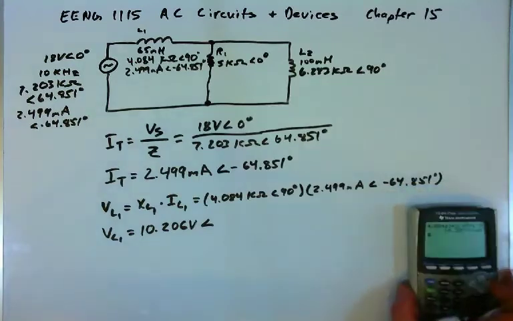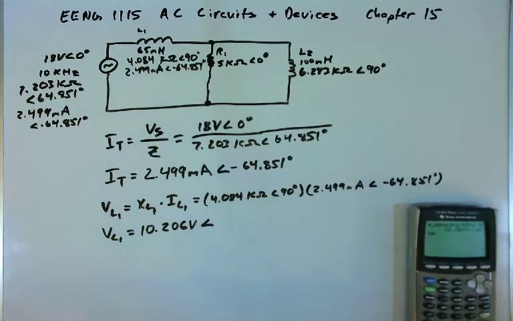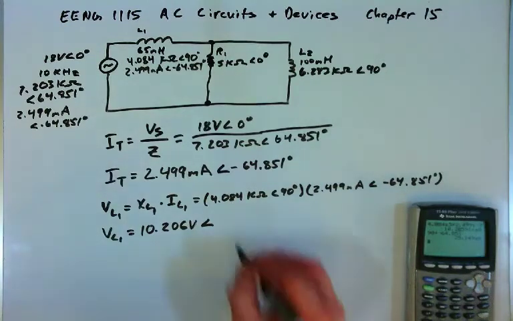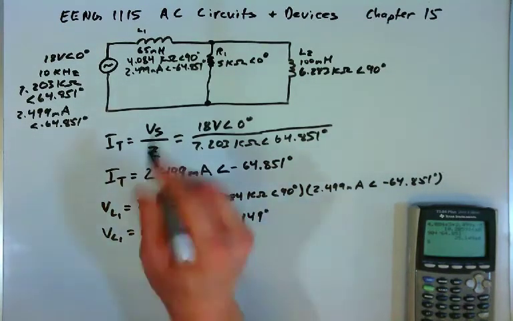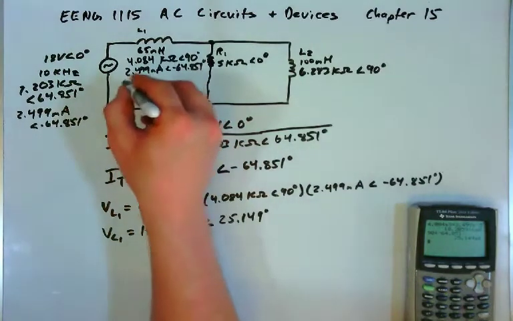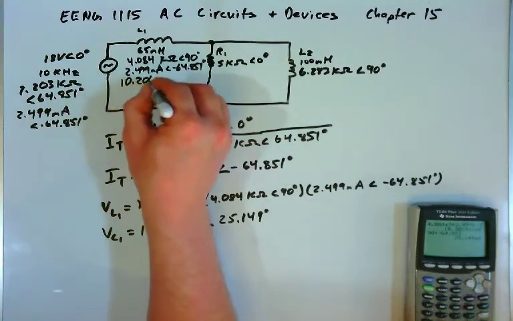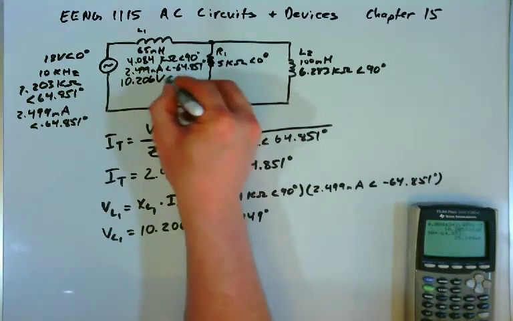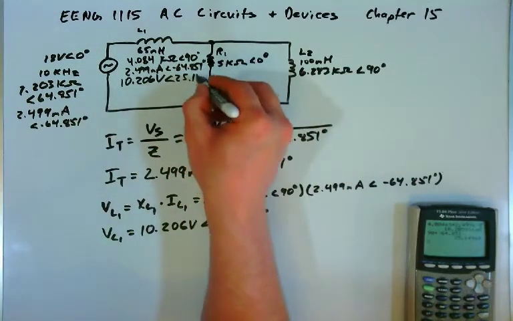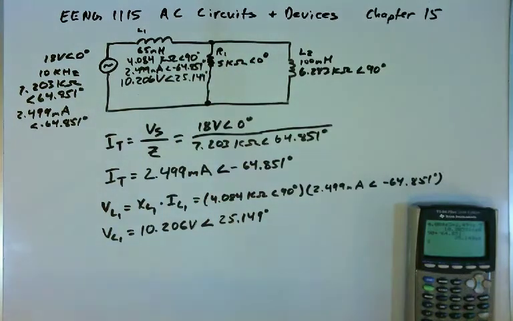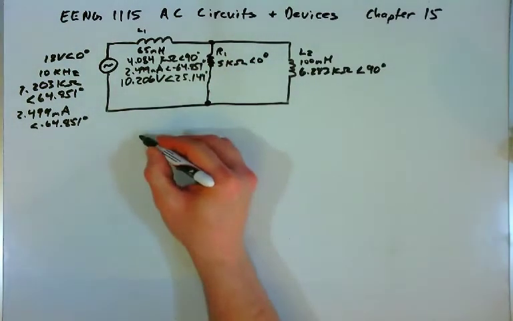volts at an angle. And so we'll add the angles. It's 90 plus a negative 64.851 degrees, and we get 25.149 degrees. So the voltage drop in the inductor is 10.206 volts at an angle of 25.149 degrees.